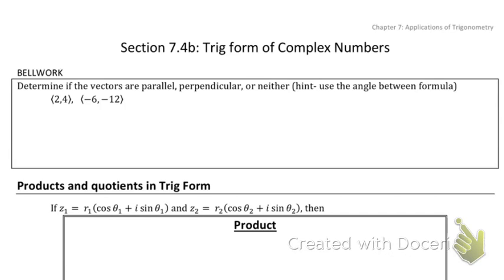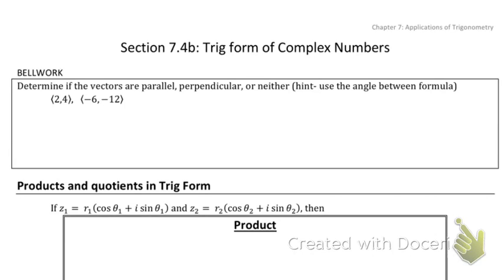So anytime they're talking about angles between vectors, or if they're asking about parallel, perpendicular, or neither, you're going to use that formula: cosine alpha equals the dot product over the magnitudes multiplied. In this case, it just wanted to know, does that result tell you it's parallel, perpendicular, or neither?